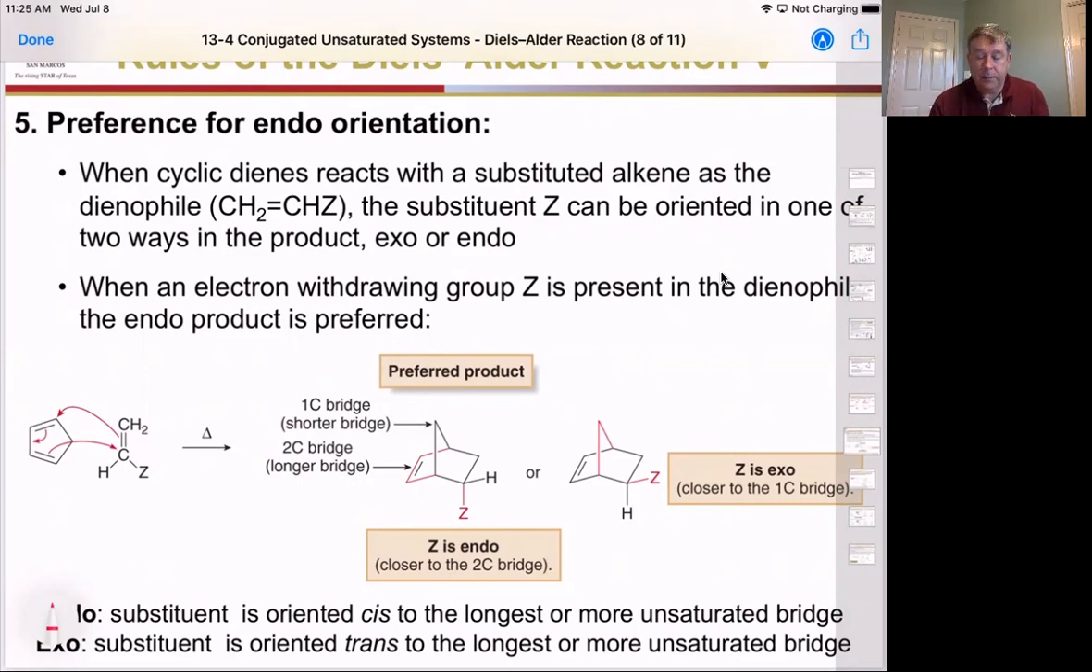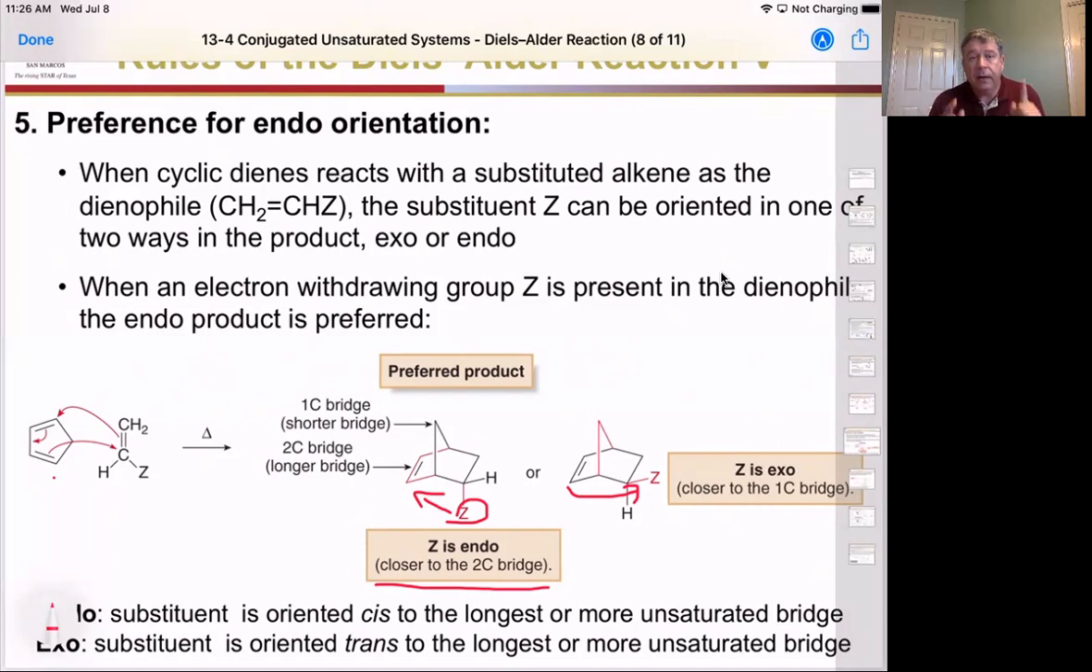In this case right here, if the electron withdrawing group was closest to the alkene coming in, it is going to be in close proximity to the new double bond formed, and we call that the endo configuration. Notice in this configuration here, the Z is farthest away from our double bond, and that's what we call our exo configuration. In the endo, the substituent is oriented cis to the longest, or more unsaturated bridge. The exo is oriented trans to the longest or more unsaturated bridge.